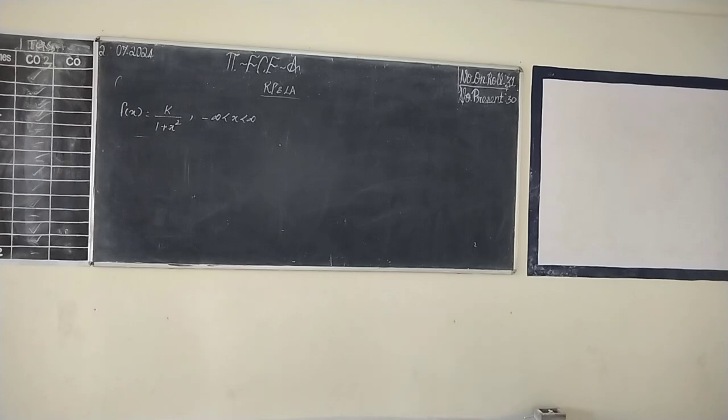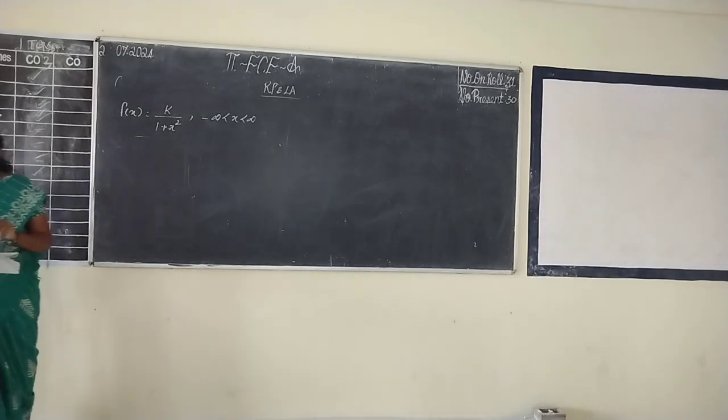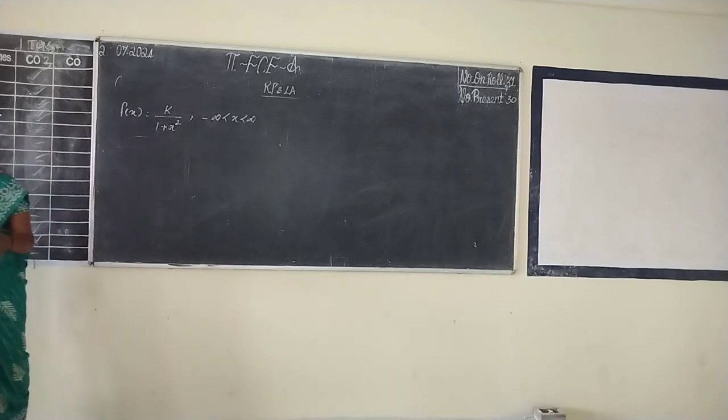Capital F of x is equal to the probability of capital X less than or equal to small x. Okay, we are going to make use of that formula to find the CDF. So, start the solution.